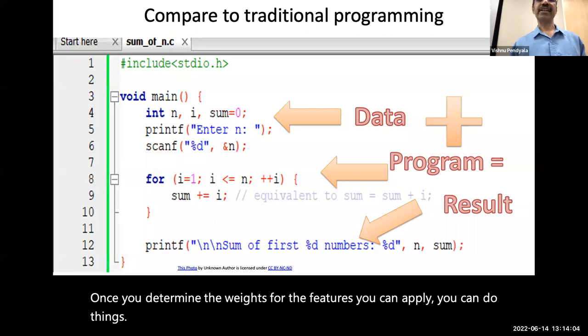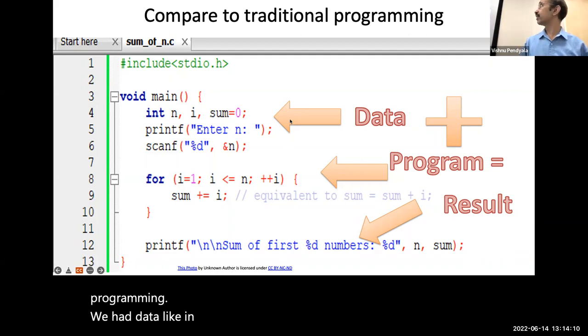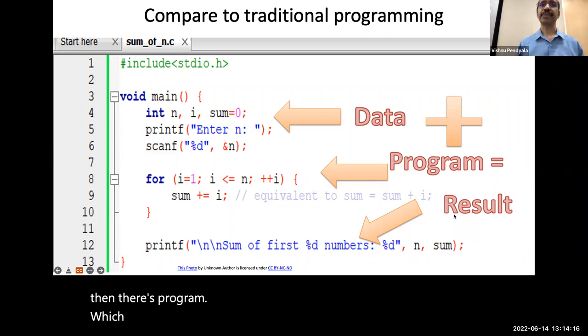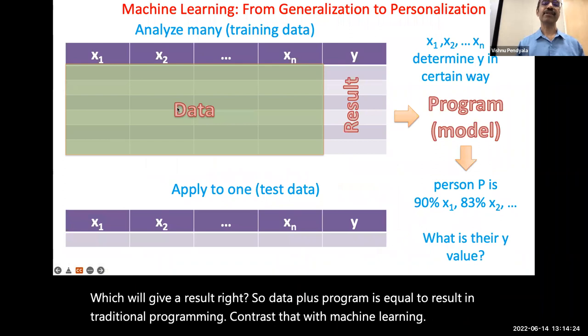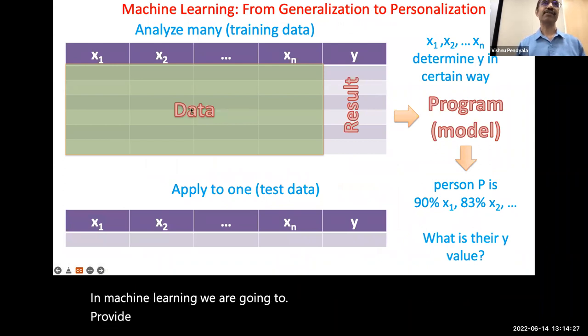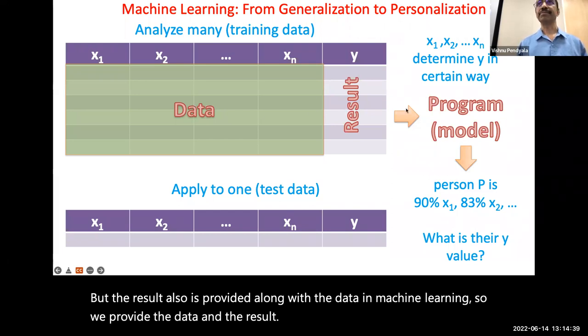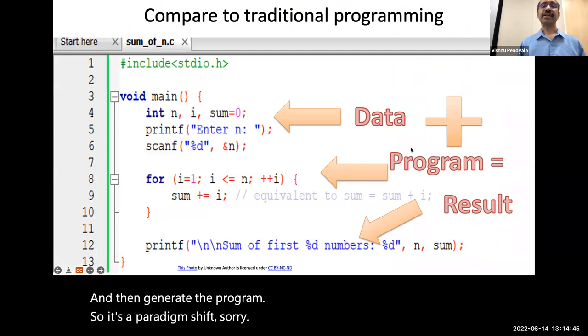Contrast this with traditional programming. In traditional programming, we had data, like in this simple program, you can see that there's data and then there's a program, which will give a result. So data plus program equals result in traditional programming. Contrast that with machine learning. In machine learning, we provide data. Data is, of course, needed for everything. But the result is also provided along with the data. So we provide the data and the result, and then generate the program. It's a complete paradigm shift.